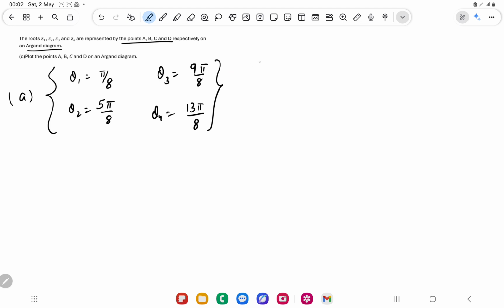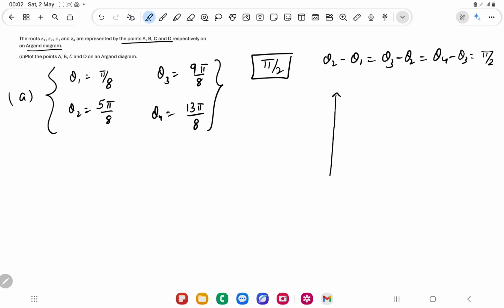Now if you see, they are all separated by angle pi by 2. You can subtract theta 2 minus theta 1, or theta 3 minus theta 2, or theta 4 minus theta 3, they all will give you pi by 2 angle. It means we can draw them with a gap of pi by 2, that is 90 degrees. So I will first draw the axes, where you have to mention that this is real and this is imaginary. The first one was pi by 8, which means it will lie in the first quadrant. So I can mark it as A.